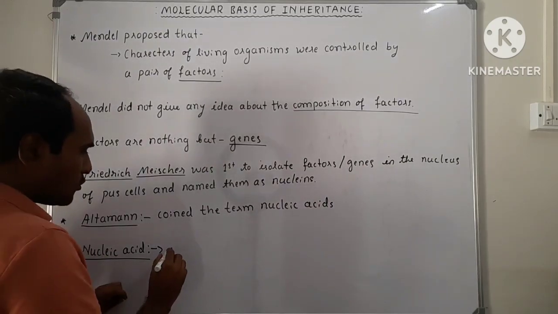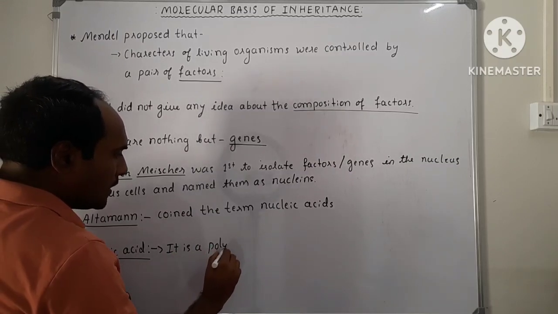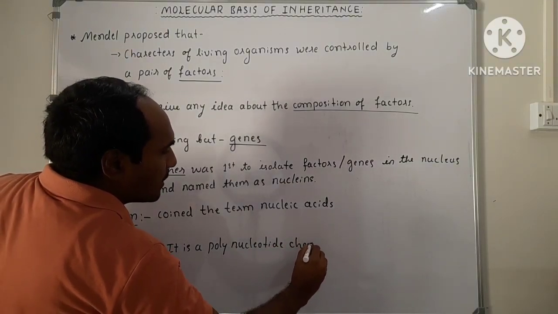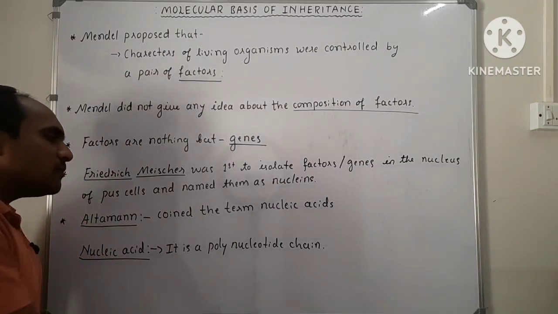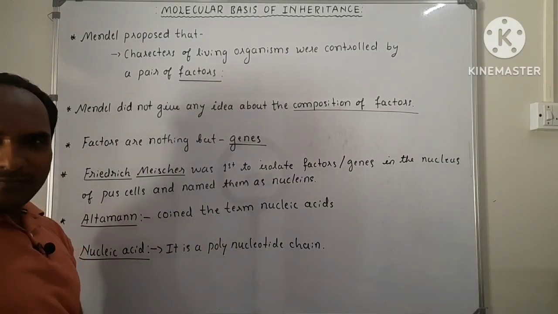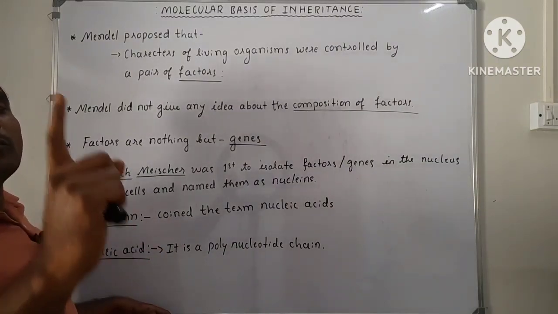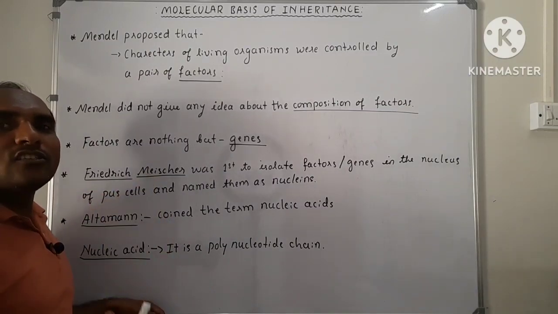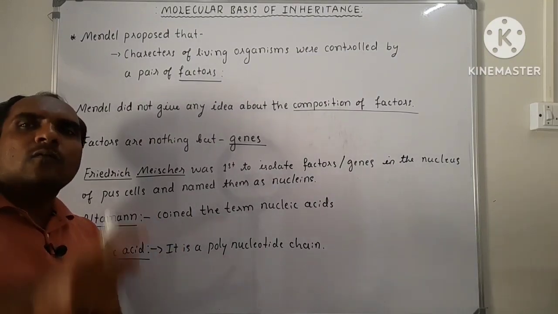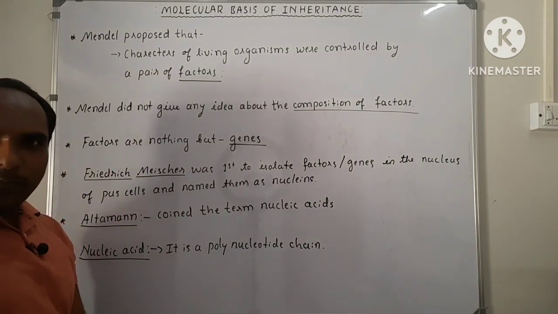It is a polynucleotide chain. Getting my point? What do you mean by nucleic acids? It is a polynucleotide chain. Polynucleotide chain is nothing but nucleic acid, and nucleic acids are responsible to carry the parental characters from one generation to another generation, from parents to offspring. Now let us study what nucleic acid is, what it contains, and how it carries the parental characters to the offspring. Note down.